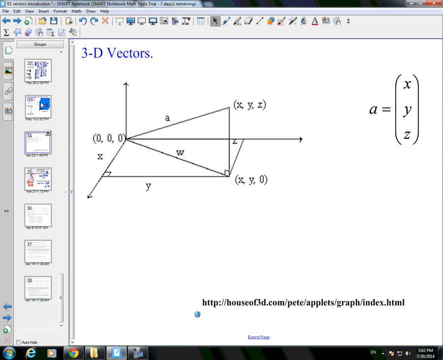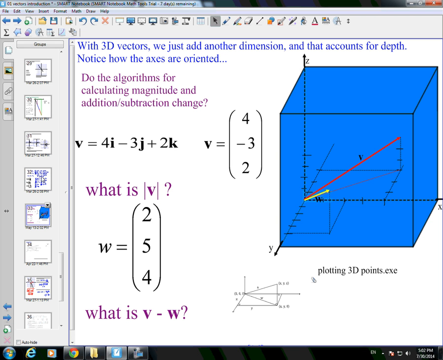Next week sometime I'll add some videos on applications of vector work and some dot product stuff. And hopefully you'll be at least familiar with this to some extent when we start the school year.